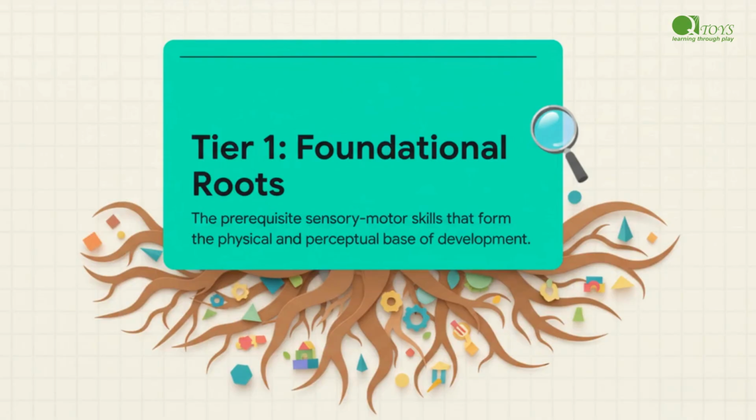So tier 1 is all about those foundational roots. The source material calls this the ancestral root of all the other skills, which I love. These are the absolute non-negotiable essentials. We're talking about the physical building blocks like basic movement, controlling small muscles, hand-eye coordination, you get the idea. Without strong roots, nothing else is going to grow.